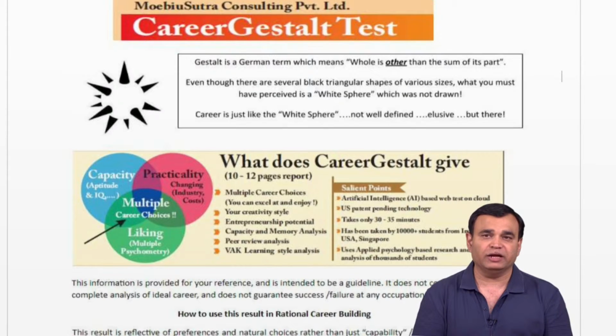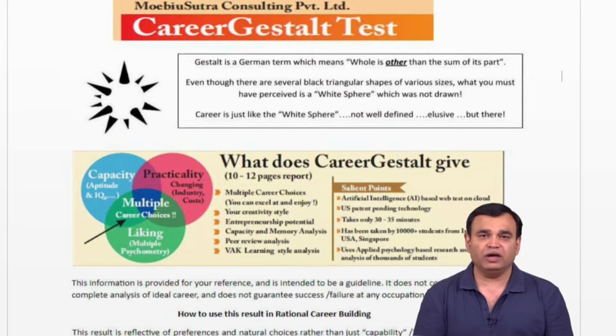So if you look at that particular diagram, you see a set of black triangles, but what you really perceive is a white sphere, which is originally a three-dimensional figure, but represented on two-dimensional paper. So the idea behind using the word Gestalt here is that we are taking multiple tests which are indicated by these black triangles, but what really emerges is that elusive career, which is the white sphere career.